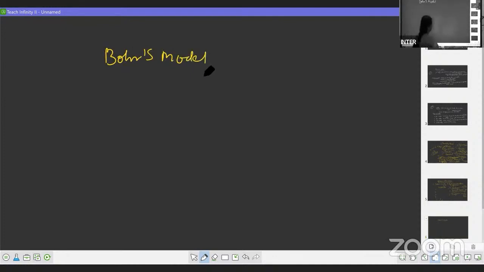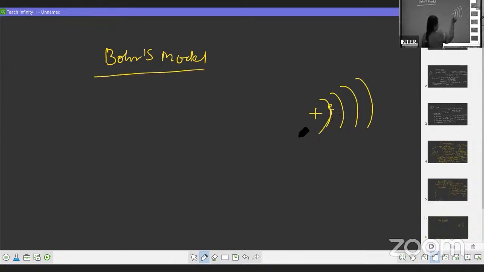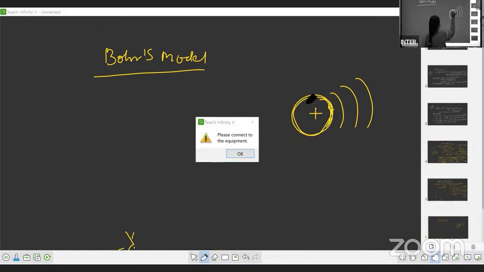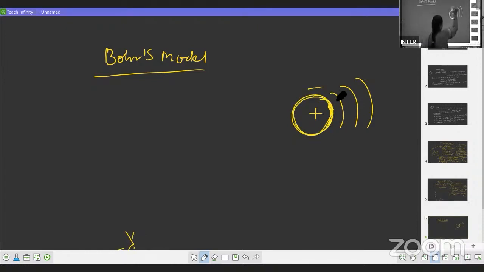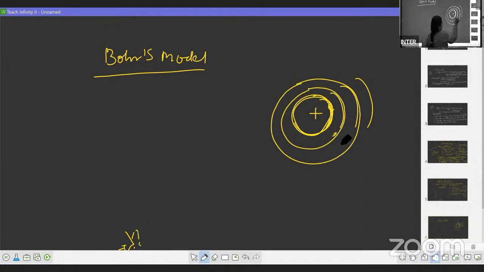Right, so first we'll take one atom. Suppose assume that this is the nucleus. Now according to Bohr's model, the electron revolves around the nucleus in certain fixed paths. It will revolve only in the fixed paths. It doesn't revolve wherever it likes. Only in the fixed paths, the electron will be revolving around the nucleus.